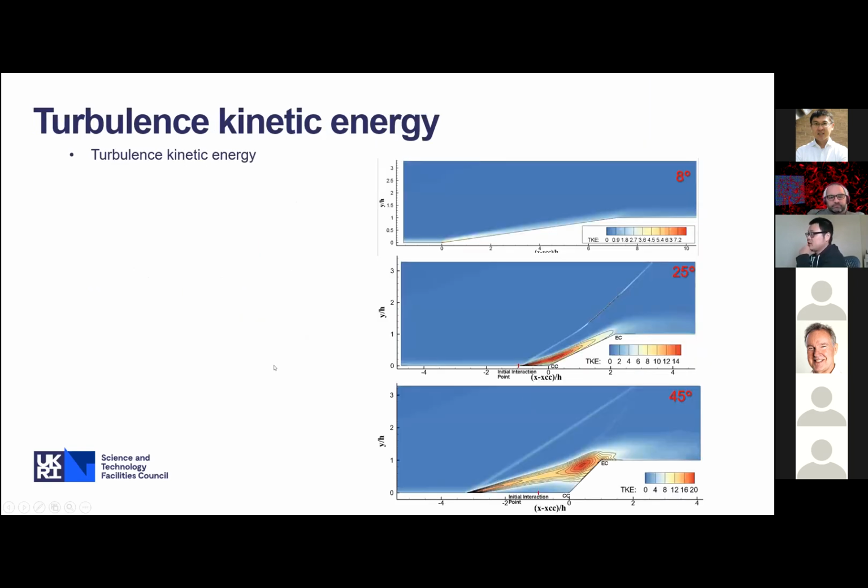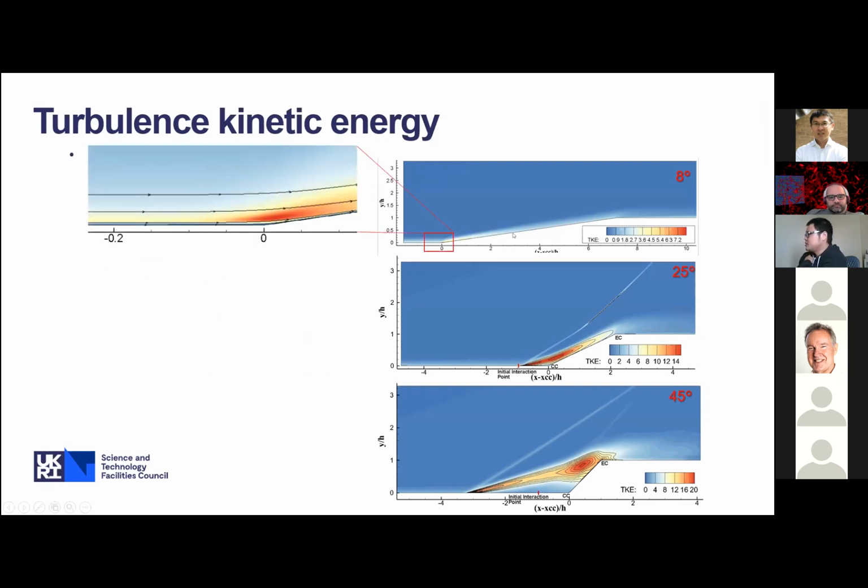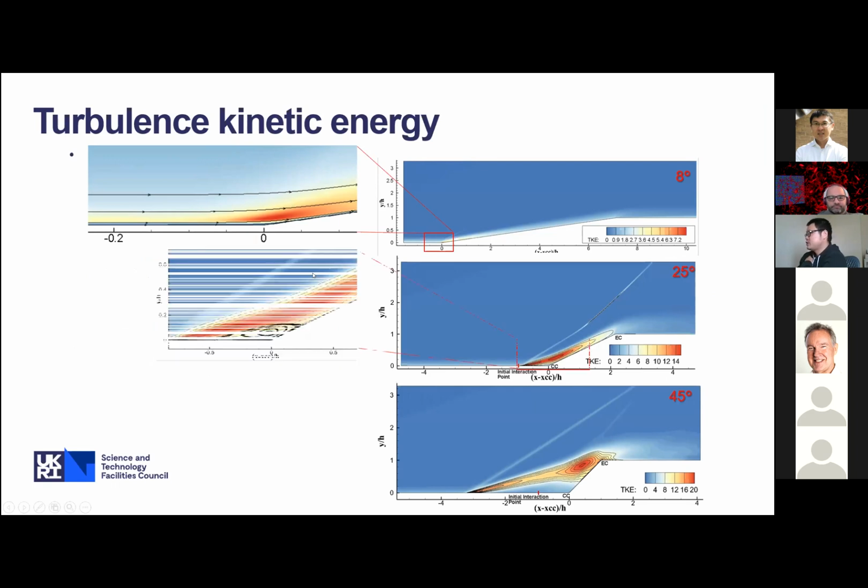Then we check the turbulence amplification mechanism in these configurations. First is the turbulent kinetic energy. We see that for the 8 degree case, the turbulent kinetic energy is amplified near the corner, and for the 25 degrees it is amplified over quite a larger area.